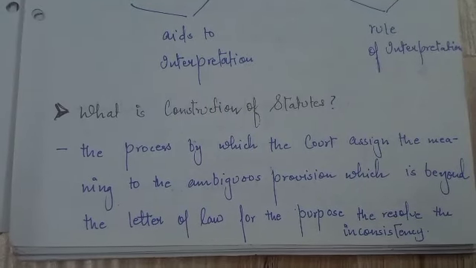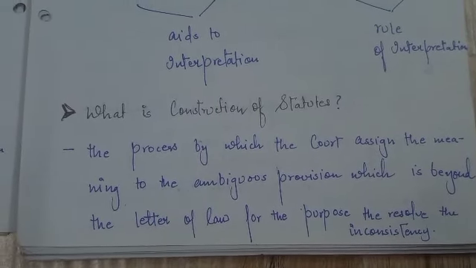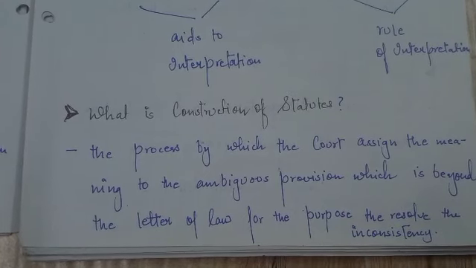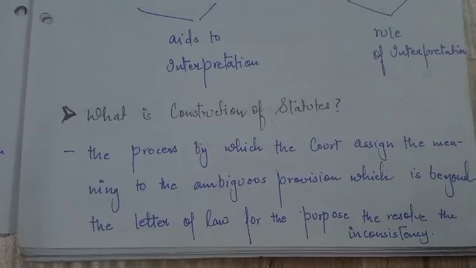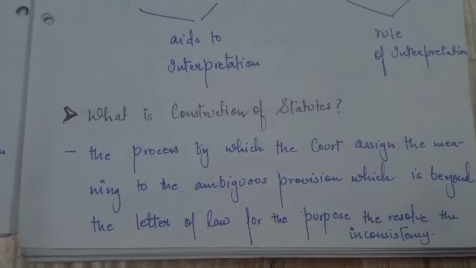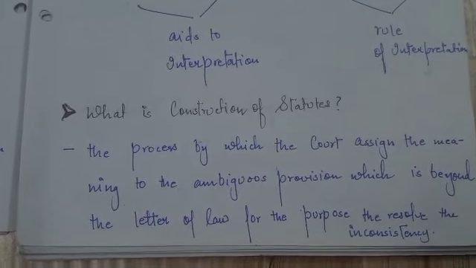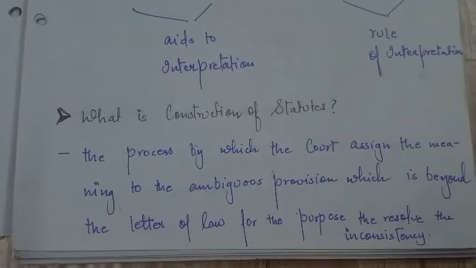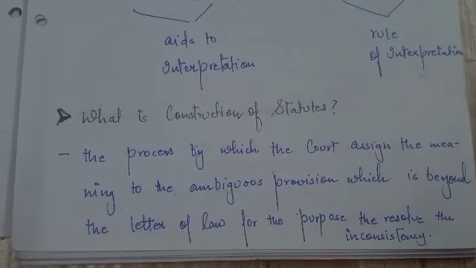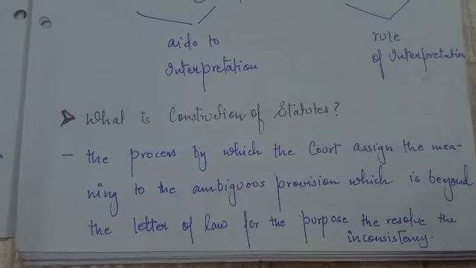तो यहाँ पर आप एक फ्रेज देख रहे हैं, दैट इज गोइंग बियॉन्ड द लेटर ऑफ लॉ, यानी कि जो शब्द उसमें लिखे हुए हैं, जो लैंग्वेज उसमें लिखी हुई है, हम उसके बियॉन्ड जाके लेजिस्लेटिव इंटेंट को जब फाइंड आउट करने की बात करते हैं, तो वो प्रोसेस कहलाता है कंस्ट्रक्शन ऑफ स्टैट्यूट्स का प्रोसेस.